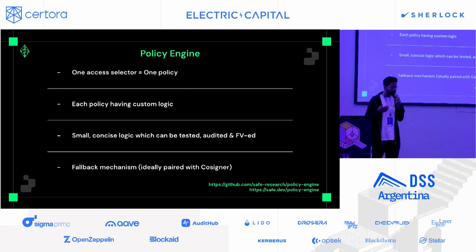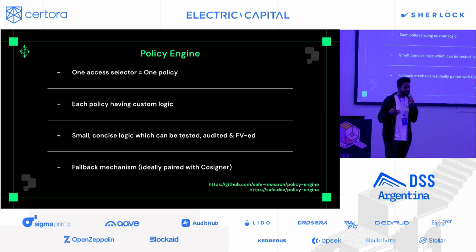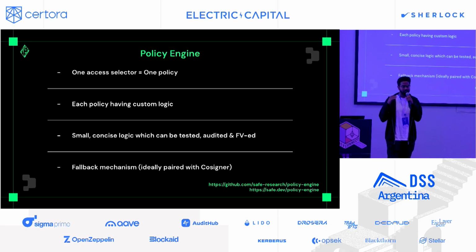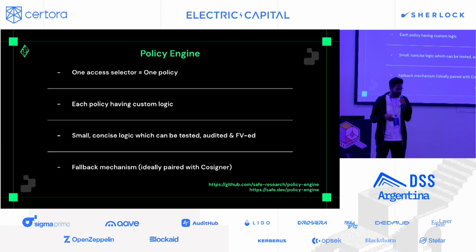And the third and the most powerful one is the policy engine. Policy engine also uses the access selector mechanism. Instead of having the same time delay for every access selector, you can customize it for every access selector. You can add a policy, and what a policy does is that you can add custom logic. So let's say that you want to pay employees every month, and it should not go above an X amount. Then you can write a policy for this, and every time the amount goes beyond that X amount, the transaction won't execute, even with an owner's signature.